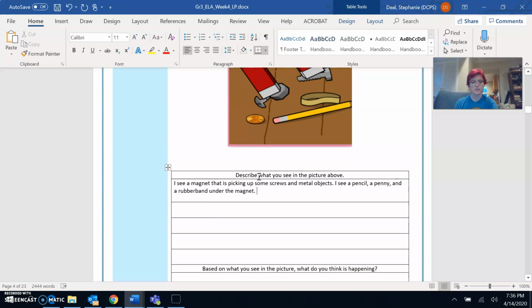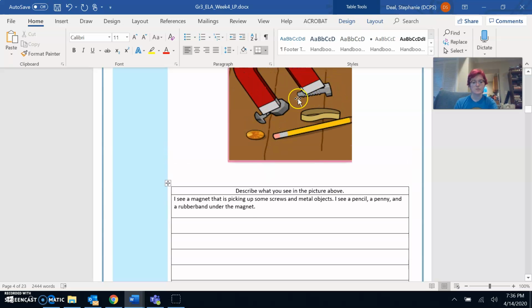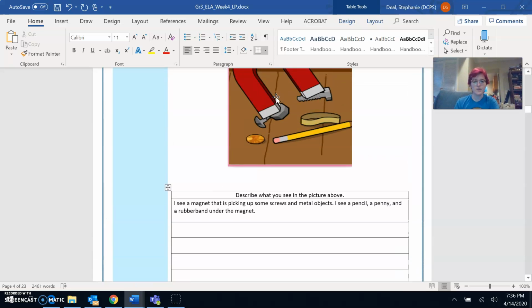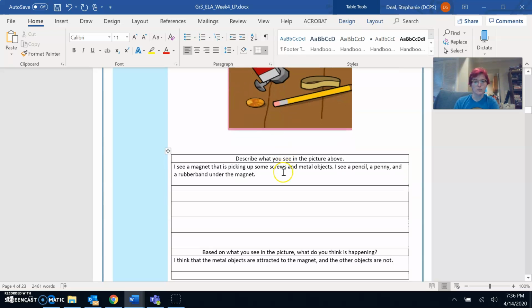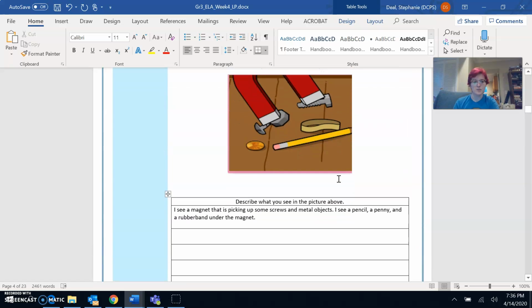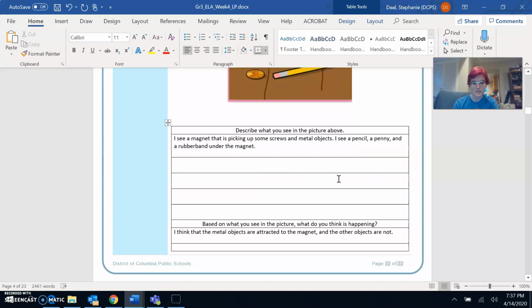Well, looking at this picture, I think these metal objects are attracted to the magnet. So that's what I'll write. I think that the metal objects are attracted to the magnet, and the other objects are not. Okay? So you should be writing what you see and what you think is happening in the picture. Okay? You don't have to write exactly what I'm writing, but this should give you an idea.